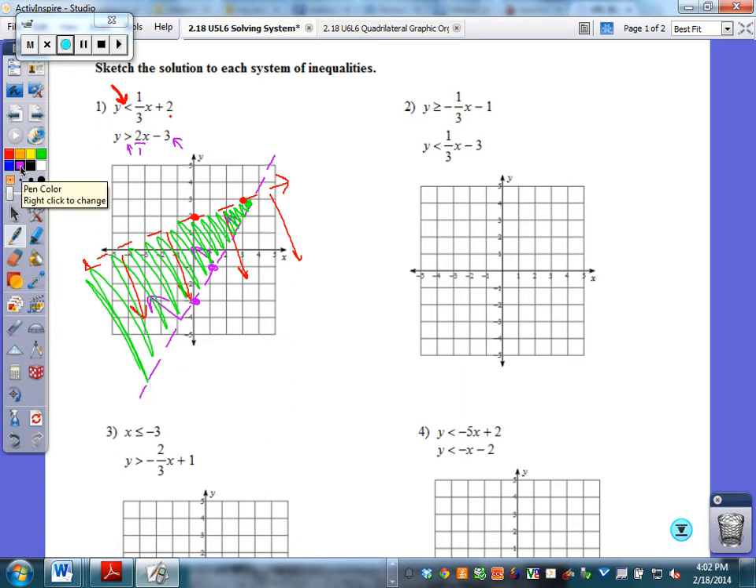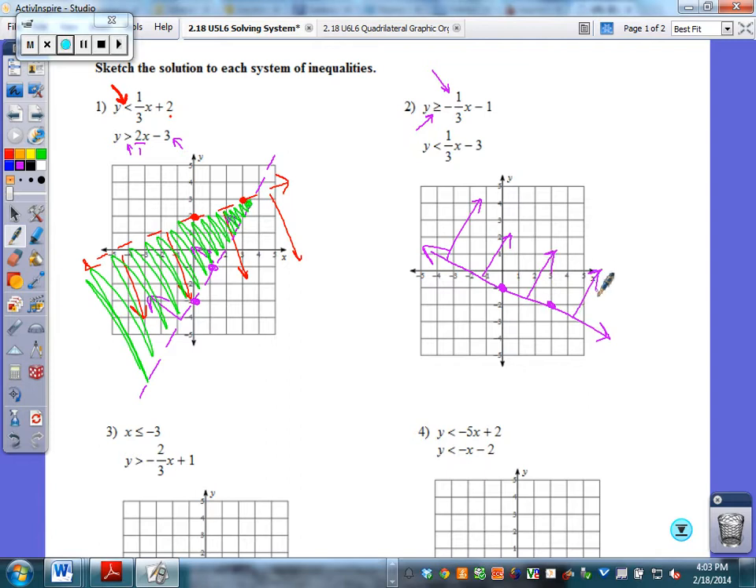Number two, same thing, graph it. Start first with the y-intercept for the first one, -1. My slope is -1 over 3, so I'm going to go down 1 and to the right 3. Because this is not strict, it's going to be a solid line. And because it is greater than, we are going to shade above this area.